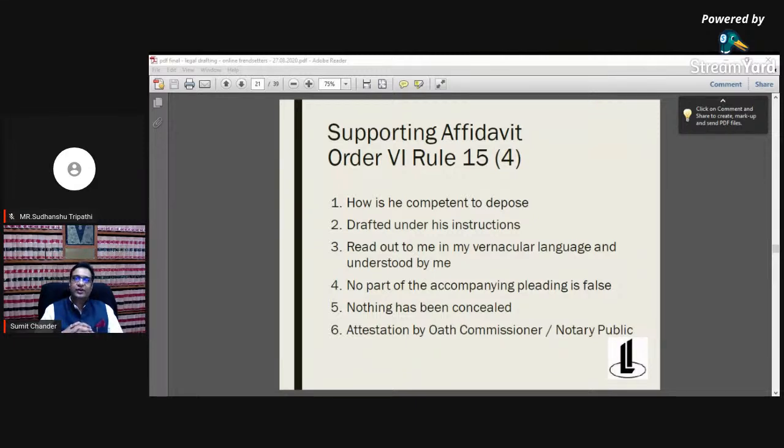Any document which is going to the court has to be attested by an oath commissioner and not by the notary public. Keep that in mind. It's a very simple thing to remember. So basic points I will come to. If we have the next slide, please.